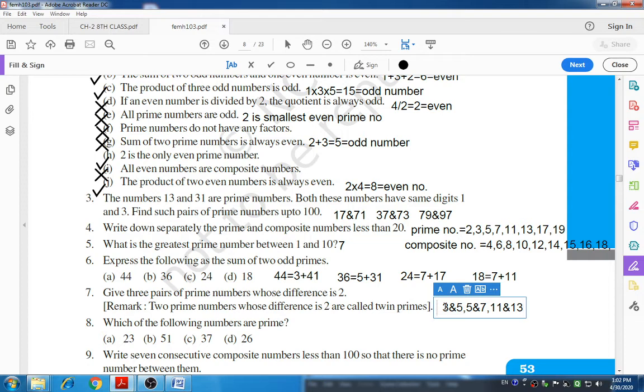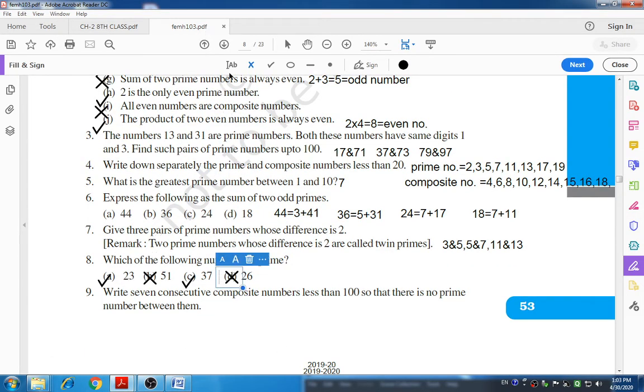Which of the following numbers are prime? So look at here carefully. This 23 is a prime number because its factors are only 1 and 23. This 51 is not a prime number because it comes in the table of 17. This 37 is a prime number because its factors are only 1 and 37. And this 26 is not a prime number because it comes in the table of 13.